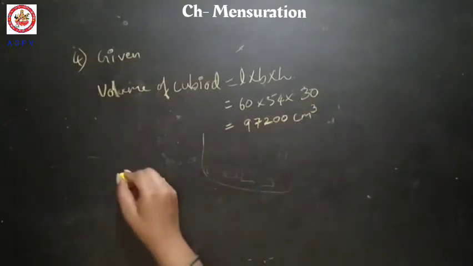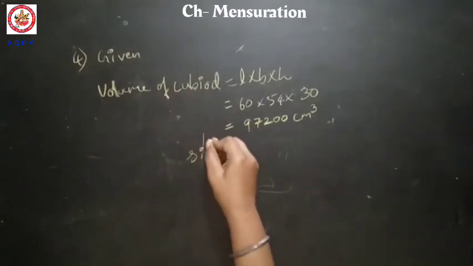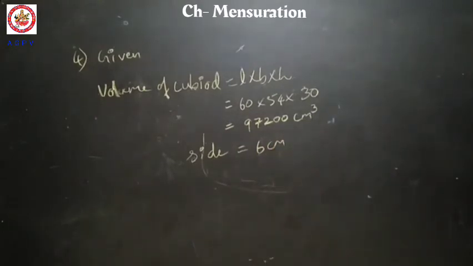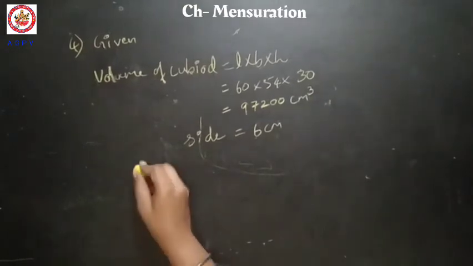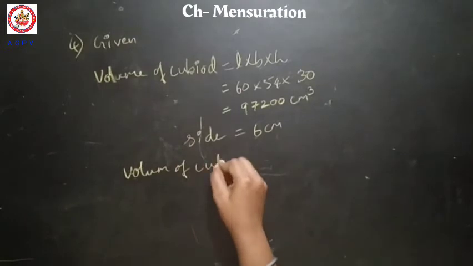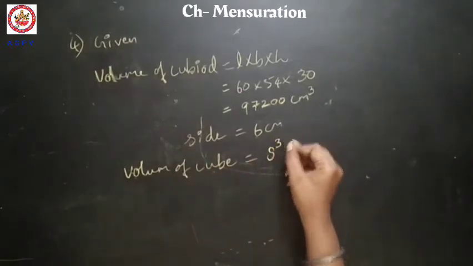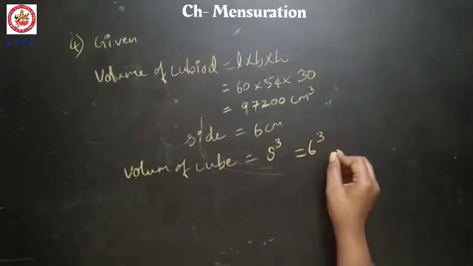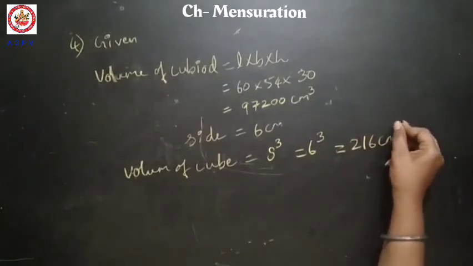Next one, the side is given. The side is 6 centimeter. So let us write down now the volume of cube. What is the formula? That is side cube. That is nothing but 6 cube. So 6 6s are 36, 36 6s are, we will get 216 centimeter cube.